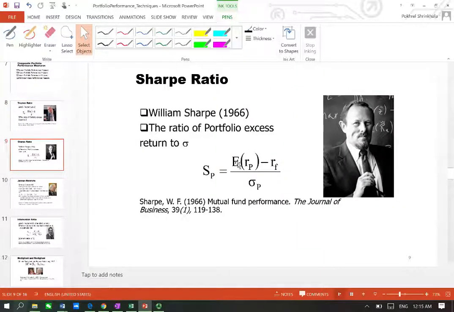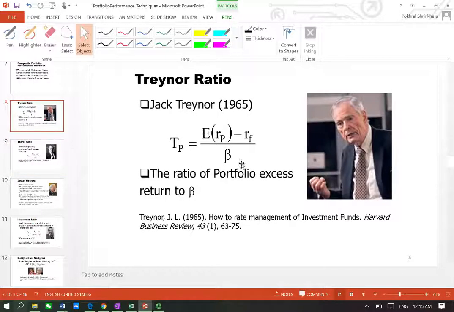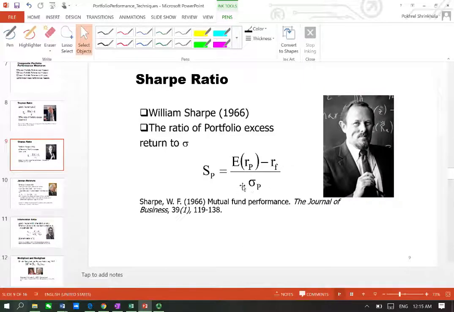So that's the formula. Again, same excess return, same as in the Treynor ratio, but the denominator is the standard deviation of the portfolio or standard deviation of the stocks. So you can say that the performance measure is similar to the Treynor measure. However, it seeks to measure the total risk of the portfolio by using the standard deviation. Total, because when you say standard deviation, this includes both the systematic risk as well as unsystematic risk.